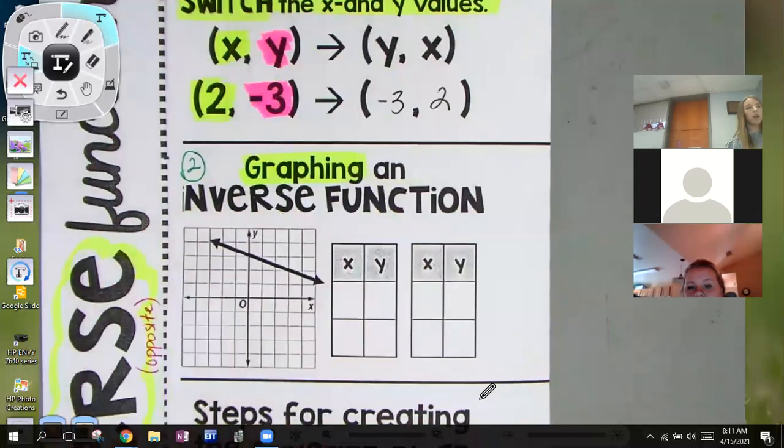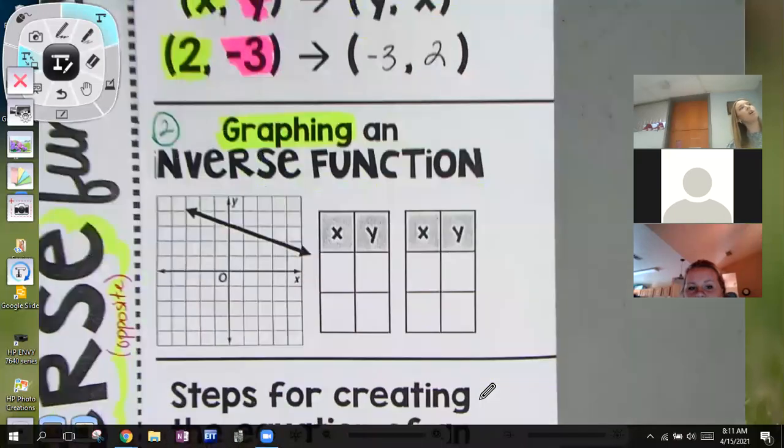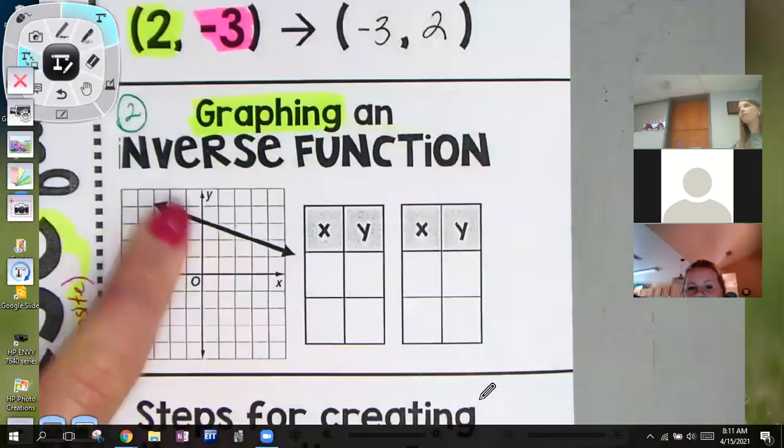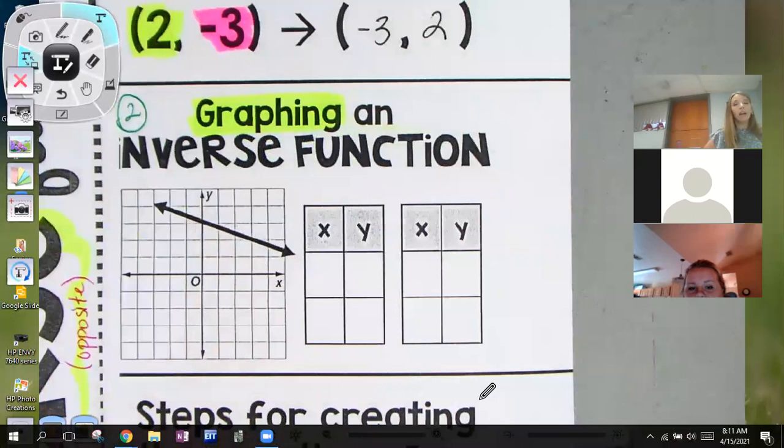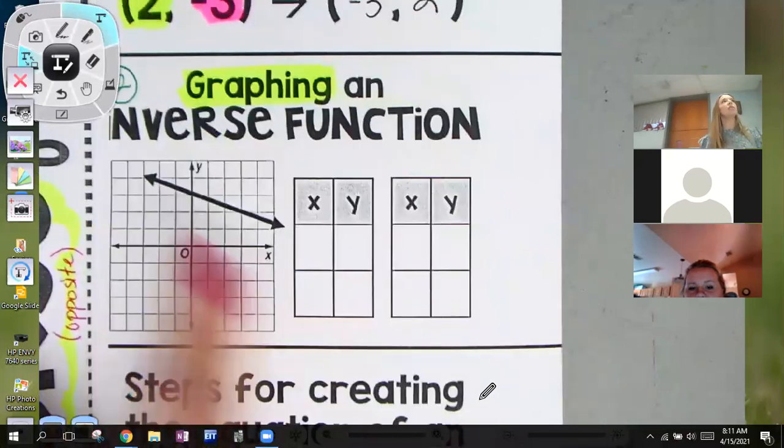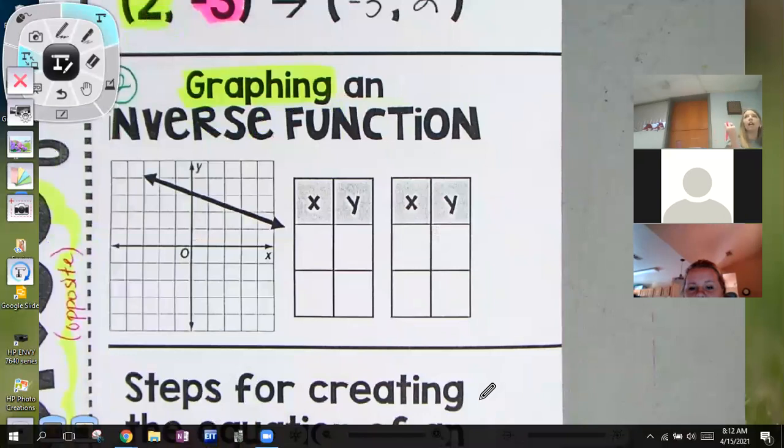Okay, so this line that they've drawn here is a function. We're going to be taking this line and finding its inverse. In order to do that, they didn't give us any coordinates, so we're going to have to find the coordinates ourselves. If you're looking at this line, do you see any coordinates that the line is perfectly going through? Yes. Okay, give me one of them.